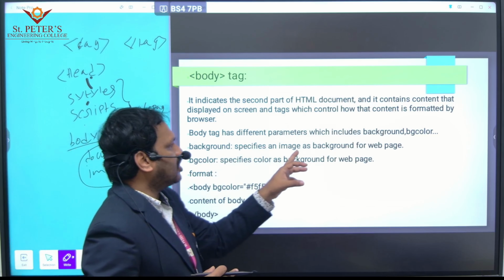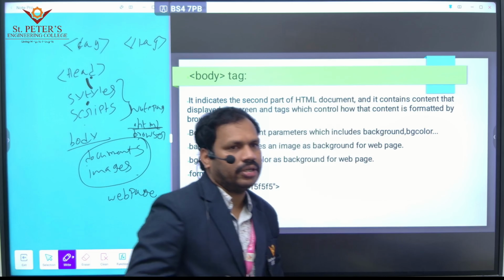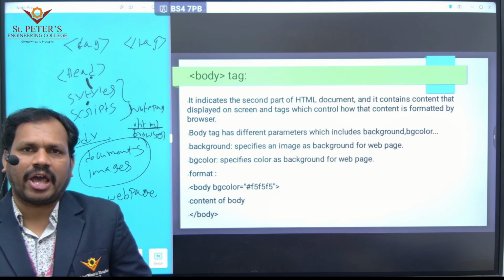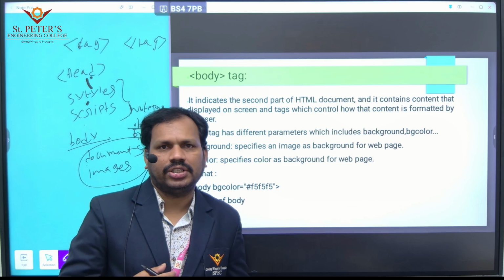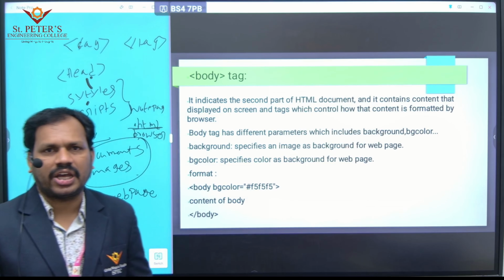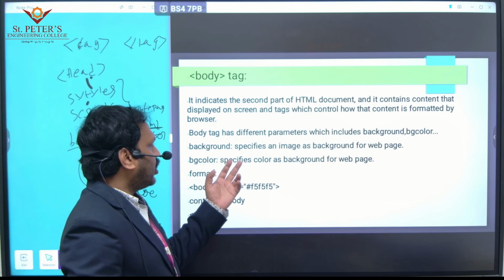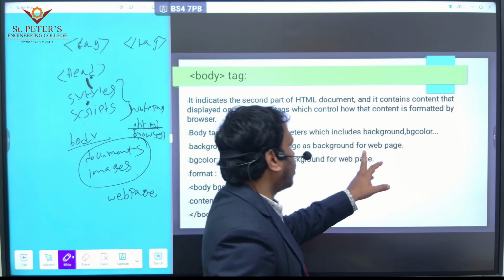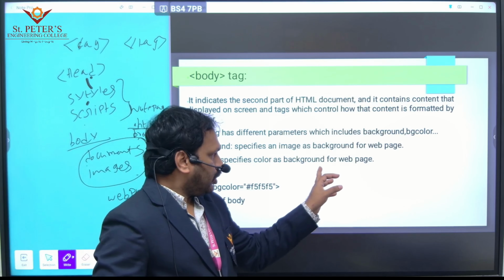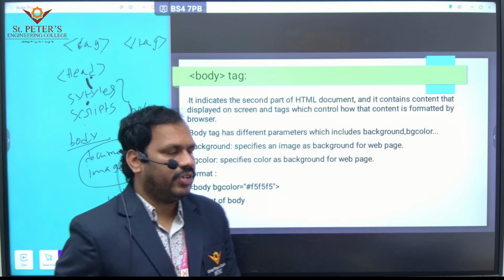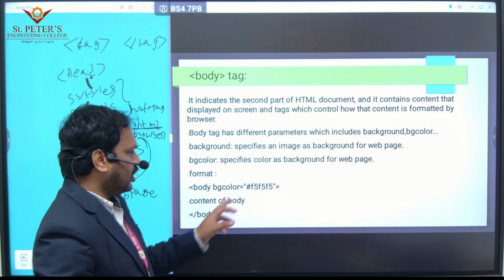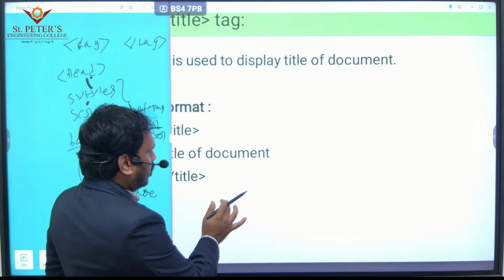So the body tag has different parameters, which include background and background color. So what type of background? We can insert an image as the background, or a color as the background. These are the parameters, or the arguments, we can pass inside a body tag. Background specifies an image as the background for the web page. BG color specifies the color as the background of a web page. So this is just the format of the particular thing. Body BG color is the parameter and the value.